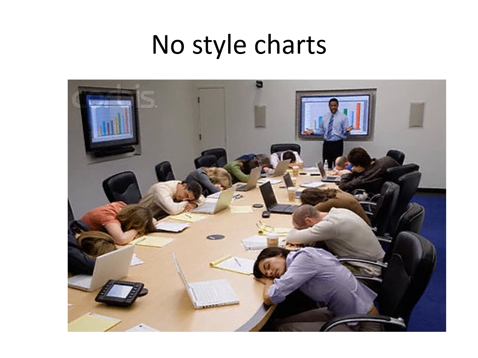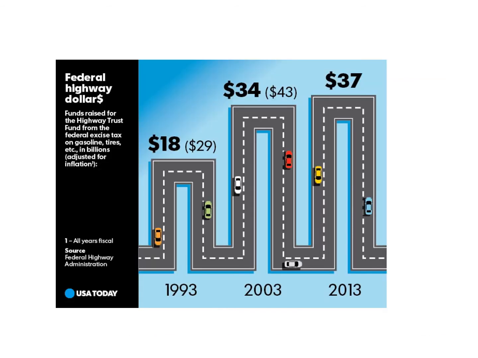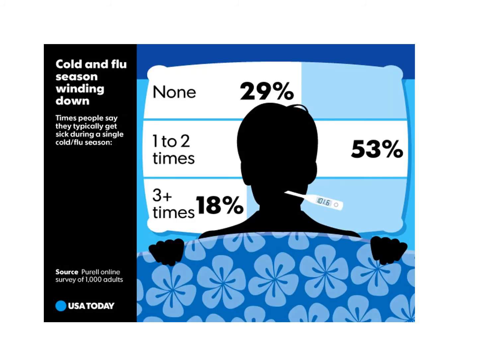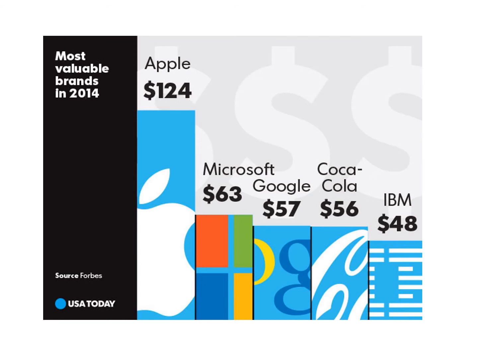Here we have the classic sleeper chart. This is the chart that puts everyone in the room to sleep. You should always avoid this chart. Sometimes companies, to avoid the sleeper chart, they get creative. So here are a few examples. If you like cats, for example, I don't. If you like to be sick, or if you like companies that make a lot of money.